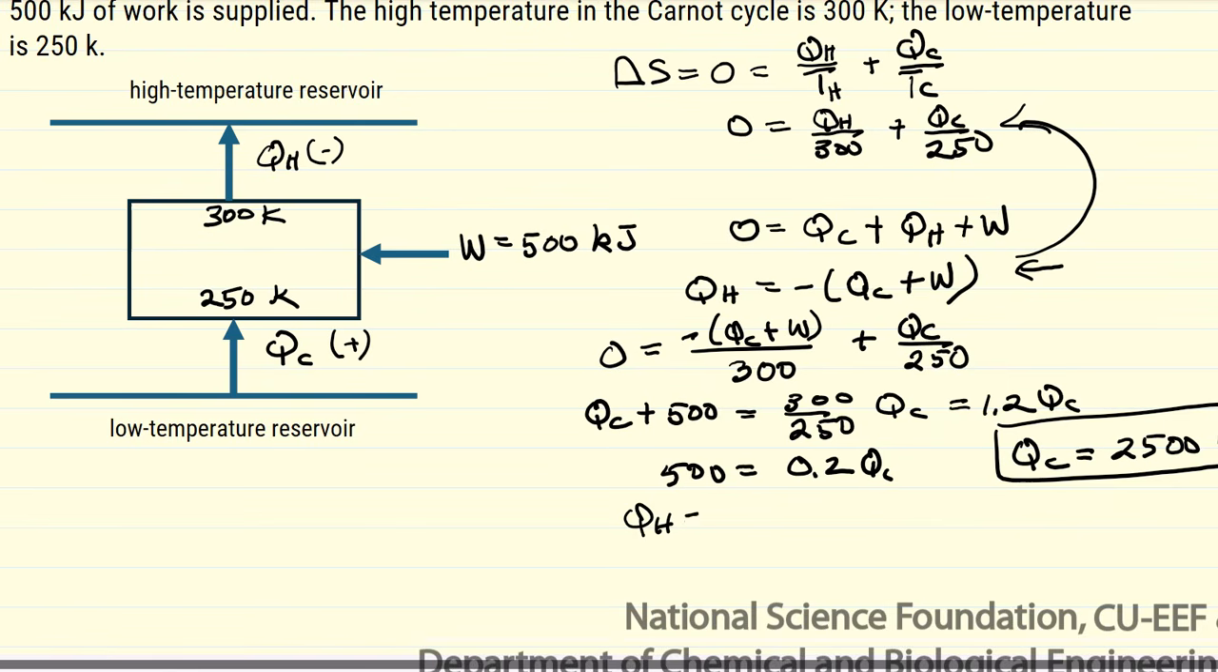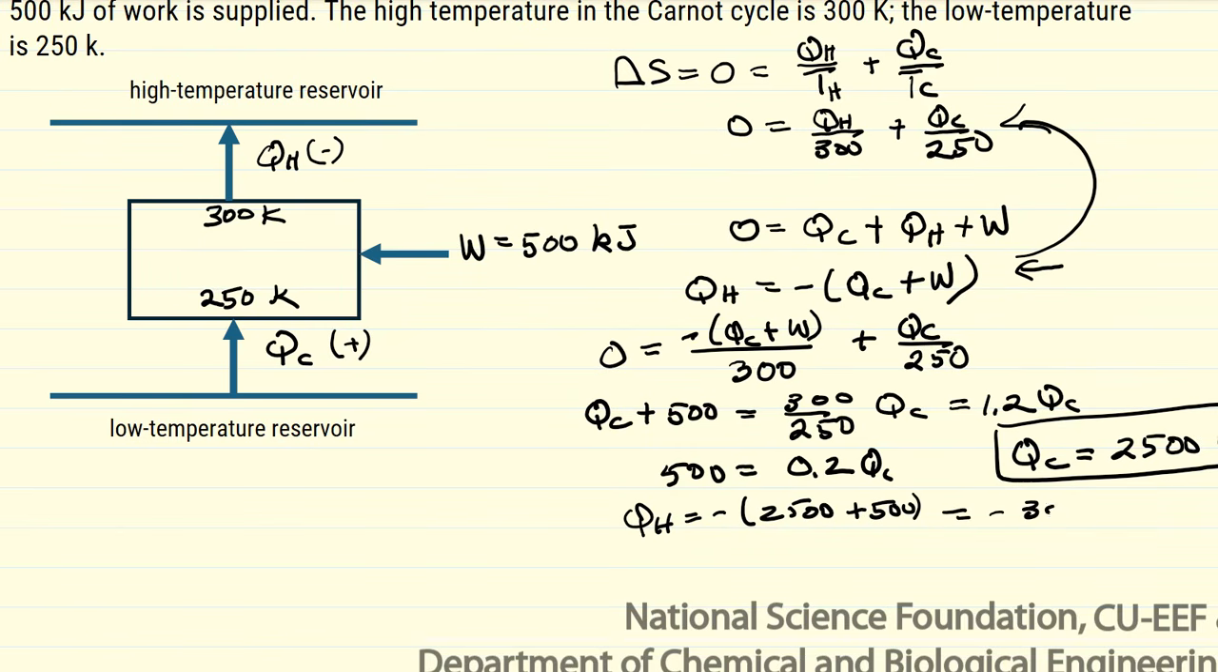So QH is minus 2,500 plus the 500 for the work. So QH is minus 3,000 kilojoules. So this means we can put in 500 kilojoules of work and then transfer 3,000 kilojoules to the high temperature reservoir. So you can see this is a very efficient way to heat a house, for example, by using electricity. Instead of an electric heater, we can use a heat pump and be much more efficient.